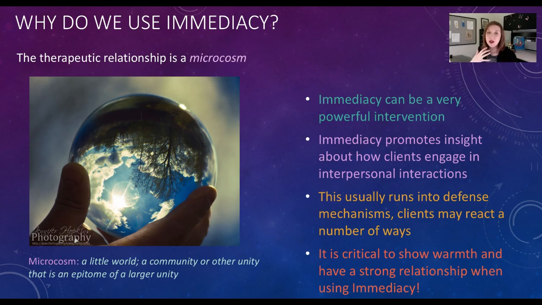Breaking that down, once you've built up a relationship with a client and they're comfortable with you, they're probably going to start relating to you the way that they also relate to the people in their life. Sometimes people have defense mechanisms or unhelpful ways that they interact with the outside world, and that eventually comes into the relationship itself.